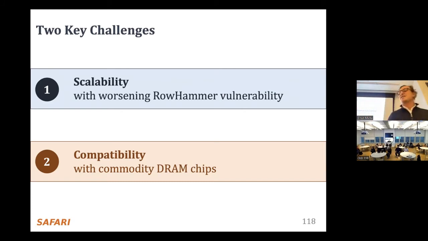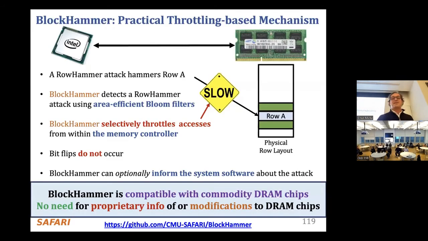And this solution actually satisfied both, except not at tens of hammer counts. So let me give you the basic idea very quickly. We have a memory controller-based solution. You have area-efficient Bloom filters in hardware implemented in the memory controller, and those detect which rows are potentially being hammered. And then the memory controller says, oh, this row is being hammered, so it stops accessing that row for some time. And you can actually prove security guarantees by designing this carefully.